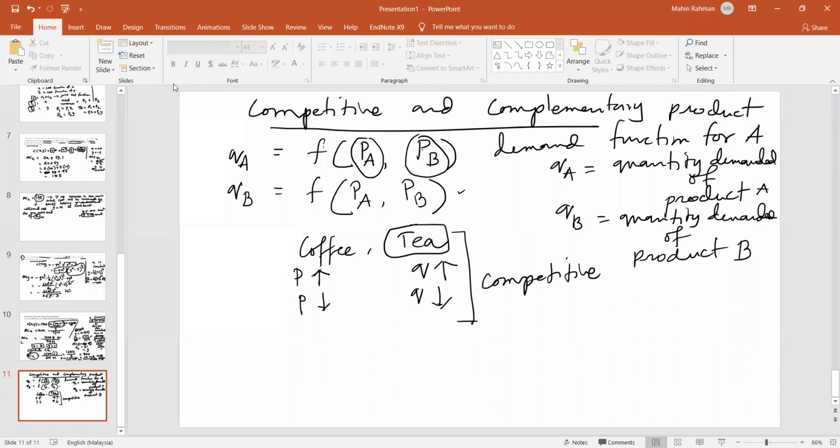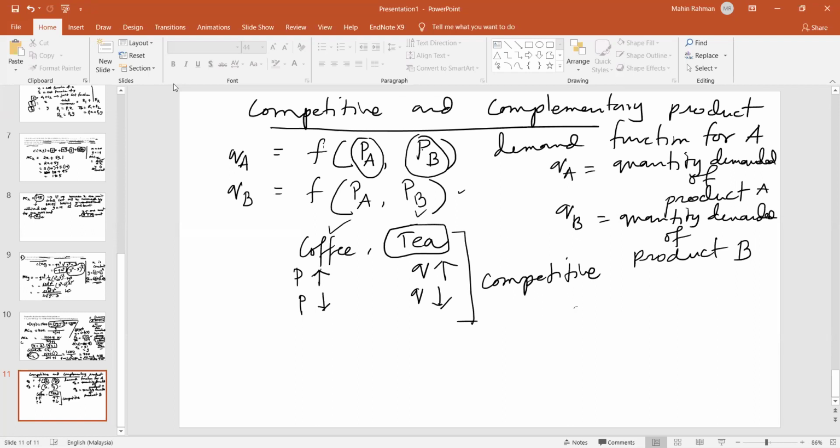because they are almost the same quality. But there are also exceptions, because sometimes people are so addicted to coffee that although the price of coffee increases, they cannot avoid it, they still drink coffee. So this is different. Suppose some people are not so addicted, then they shift to another product.